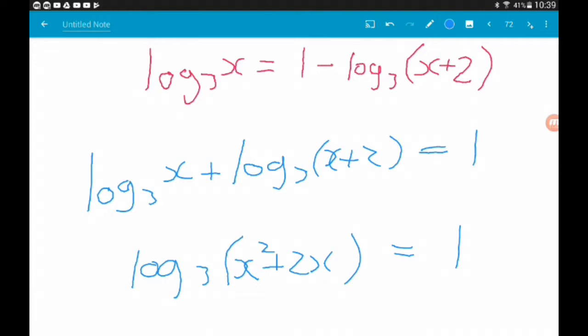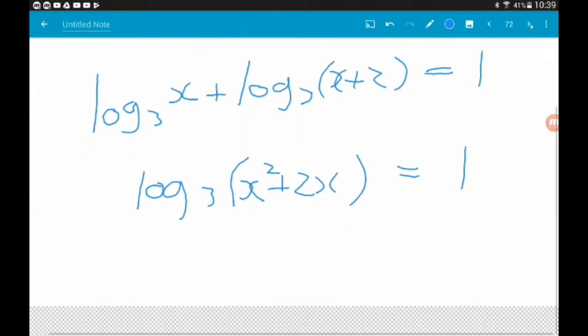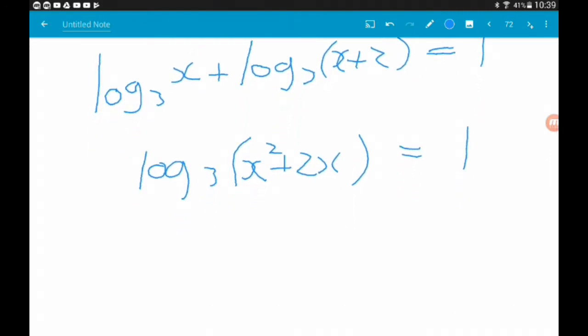So now we can exponentiate. Our log is base 3, so we raise both sides as a power of 3. That cancels out the log on the left. So we get x^2 + 2x is equal to 3 to the power of 1, which is just 3.